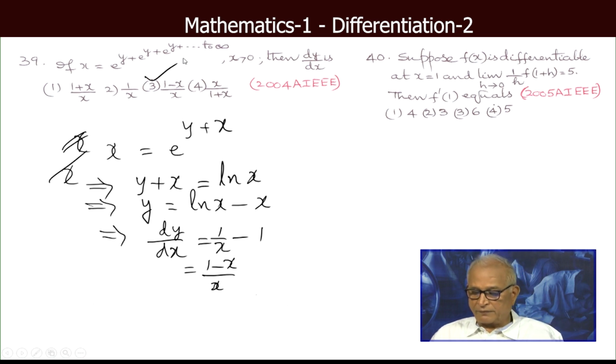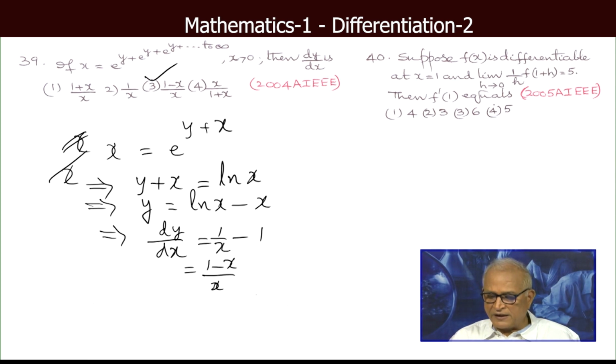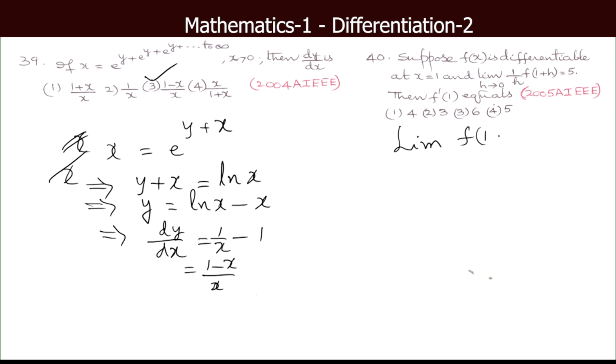2004 IEEE. Another simple question, question number 40. Suppose f(x) is differentiable at x equal to 1, and the limit of f(1 plus h) by h as h tends to 0 is 5.